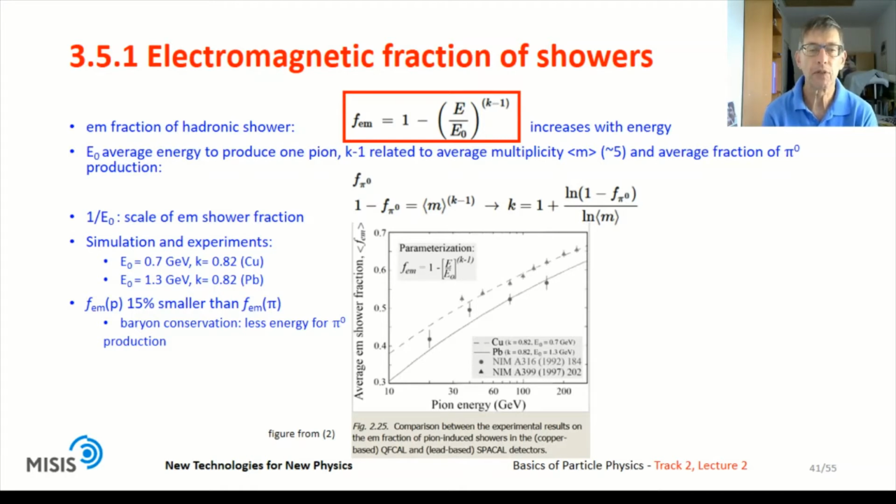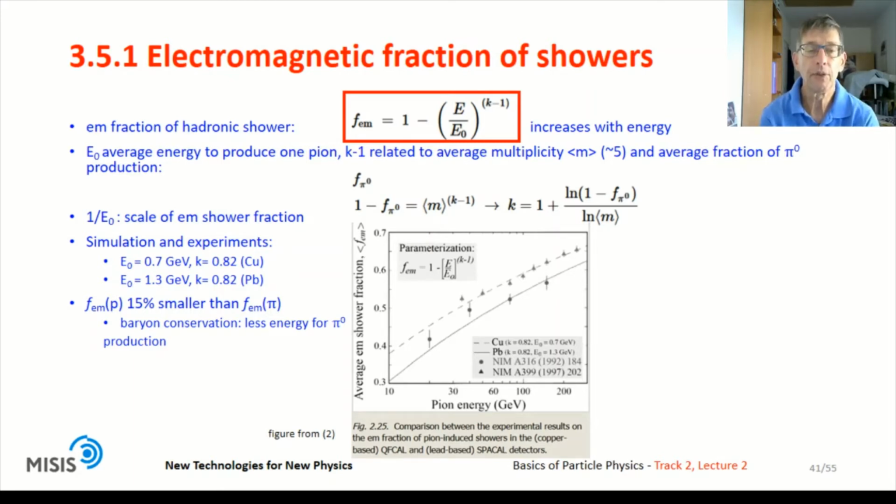K equals 1 plus log of 1 minus fp0 divided by the log of the average multiplicity. It turns out that K is pretty much independent of the material. It's approximately 0.82, can be a bit less. But E0 depends much on the material. If there are more protons around, then E0 will be higher. The amount of energy required to make a pi zero is higher in a heavy material. And these things have been experimentally verified.